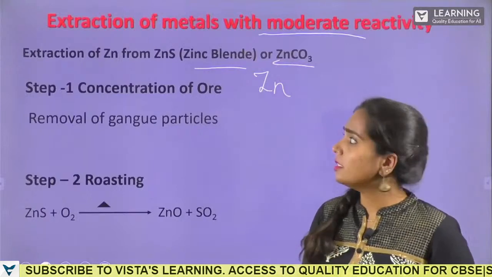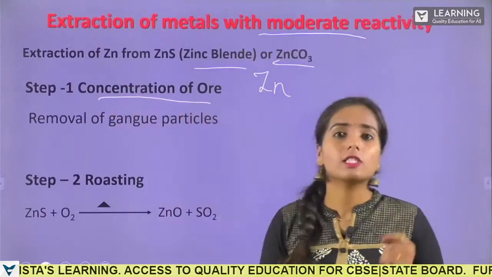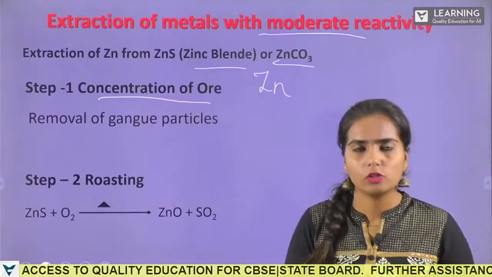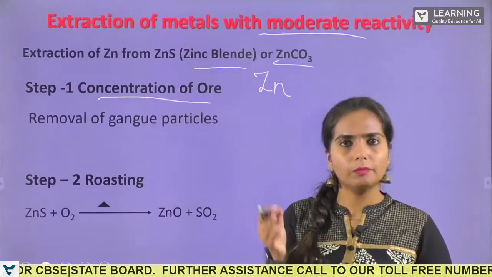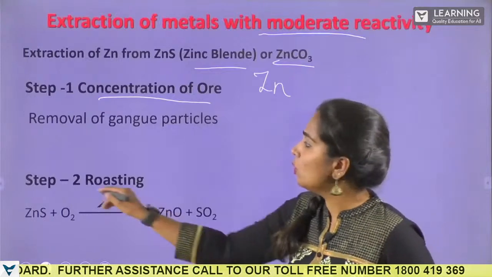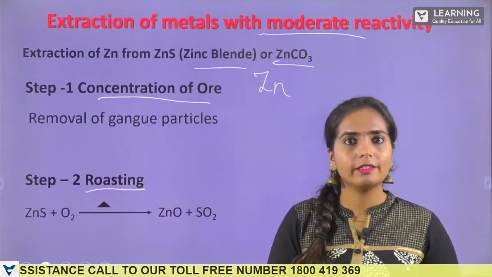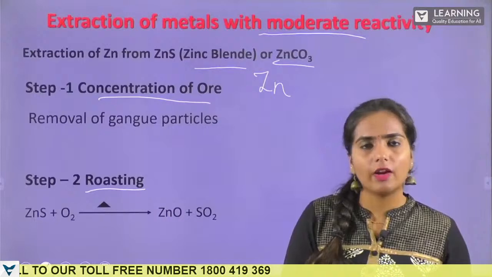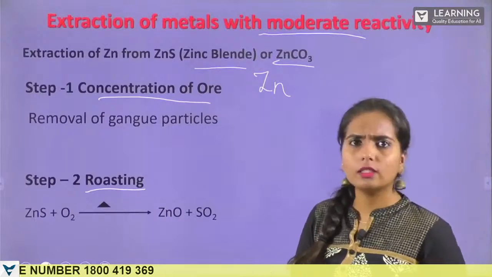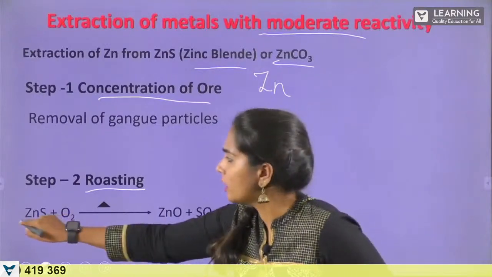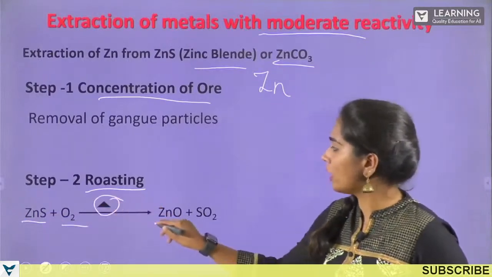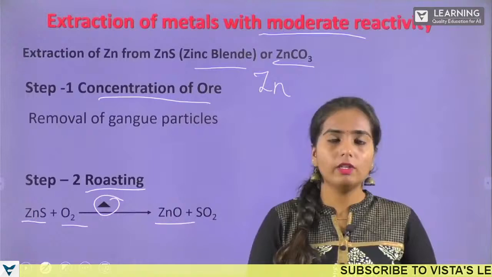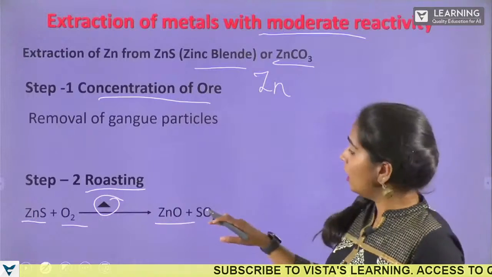Step 1 is always concentration of ore. What is concentration of ore? Removal of impurities, that is gangue particles, from the ore. Step 2 is roasting. What is it? Converting sulfide into an oxide form. So what is the reaction happening here? You take zinc blende and treat it with oxygen. In the presence of heat, you get zinc oxide with SO2 being liberated.